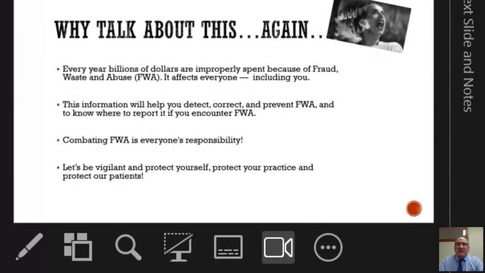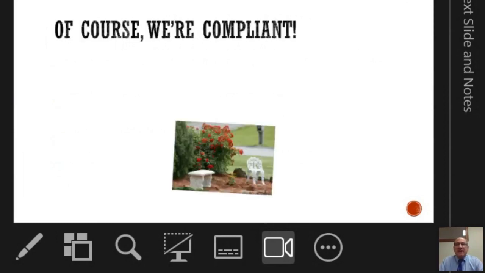So why talk about this again? Every year, and this is true, billions of dollars are inappropriately spent on fraud, waste, and abuse. It affects everyone, including you. The hope is that this information will help detect, correct, and prevent fraud, waste, and abuse, and that you know where to report it if you encounter it. Combating this is everyone's responsibility, so let's be vigilant, protect yourself, protect our practice, and protect our patients.